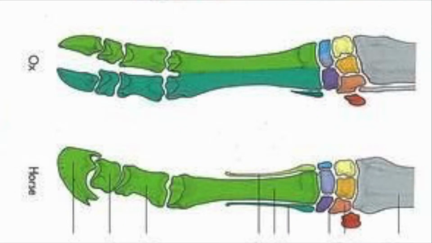The carpal bones are composed of two rows. The proximal row is composed of radial, intermediate, ulnar, and accessory carpal bones. In the distal row, in the bovine, the second and third carpal bones are fused, and the fourth one is present. And in the case of the equine, we have the distal carpal bones from the second to the fourth carpal bone.